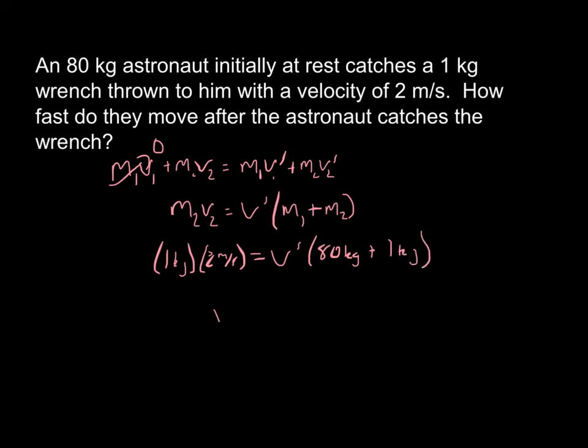And then we're solving for velocity prime. So 1 times 2 is 2, and then 2 divided by 81 gives them a velocity of 0.025 meters per second. And so that would be the velocity of those two things moving together.